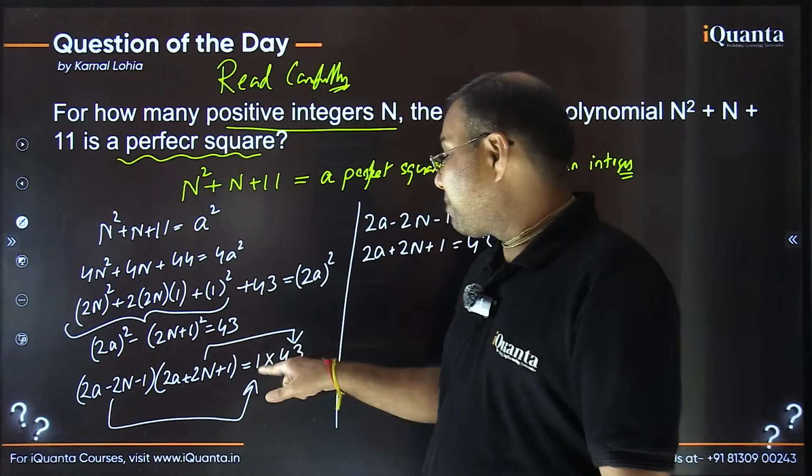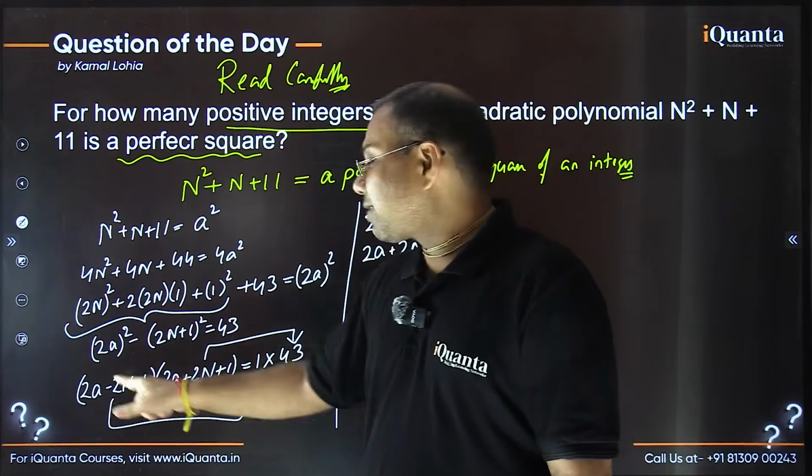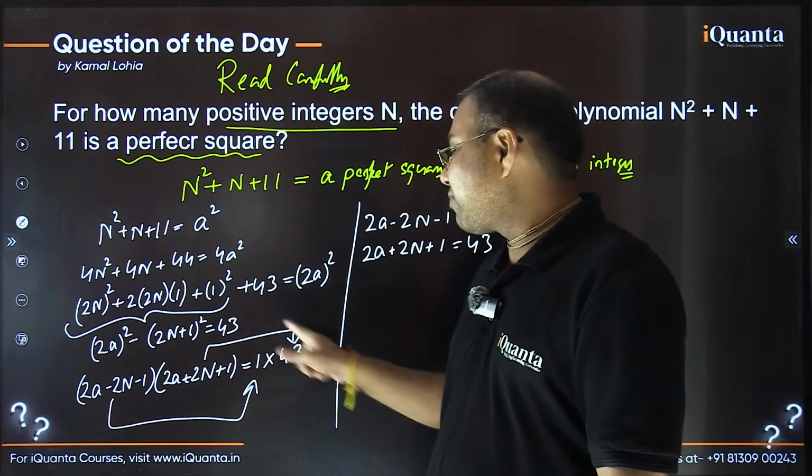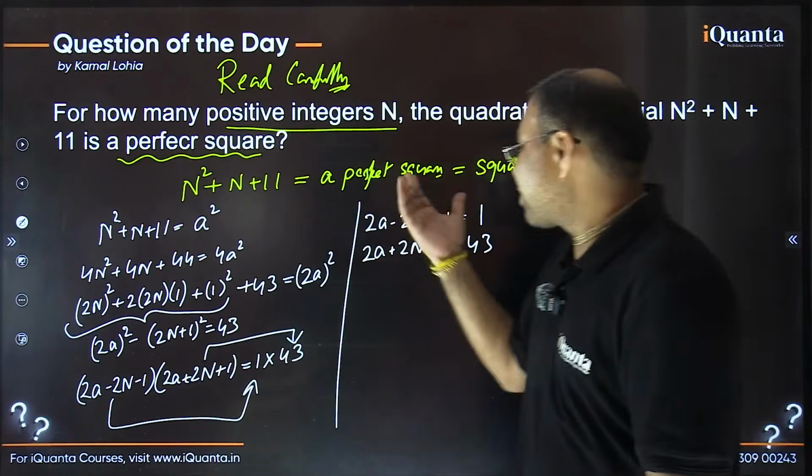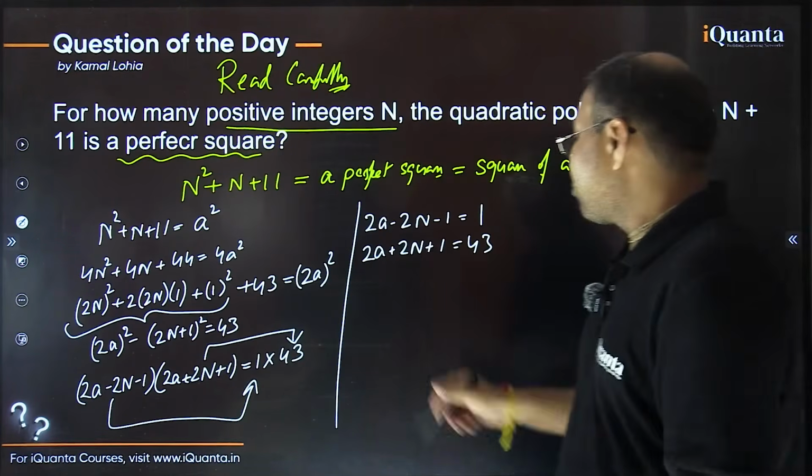it is the only possible way, 1 into 43. So 1, the smaller one, is the value of this first bracket, and 43, the larger one, is the value of the second bracket. And that's how we are solving these two equations now. Fine. Now, how to solve this?